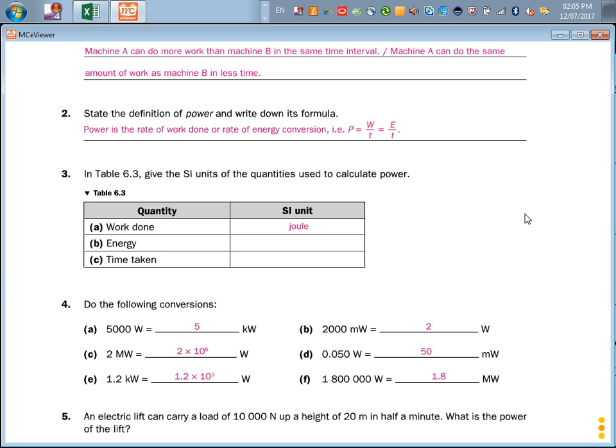Question 2. Say the definition of power. Just copy from your textbook. It is the rate of work done, the rate of energy conversion, and the formula is W over T or E over T. Take note that W over here refers to work done, not weight. Okay, this is not weight. I also told my class that this phrase, rate of, most of the time it refers to dividing by time. So when you see rate of change, most likely it is divided by time. That is the formula.